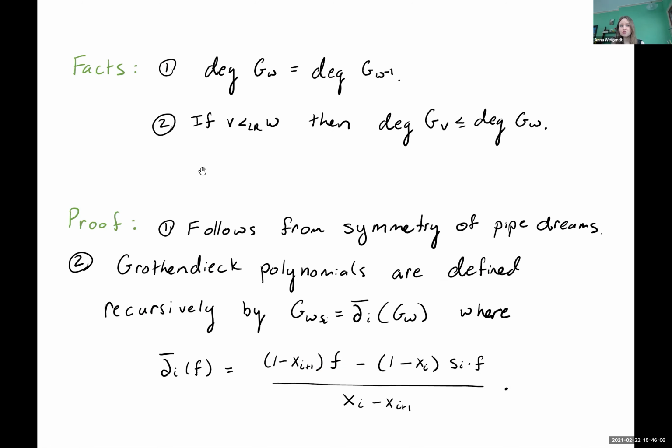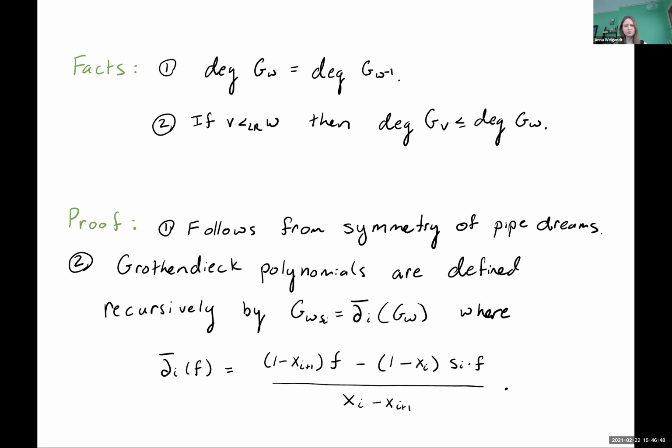And then more facts. The degree of a Grothendieck polynomial is the same as the degree of the Grothendieck polynomial for its inverse. And if V is less than or equal to W in this left-right order, then the degree of the Grothendieck polynomial for V is less than or equal to the degree of the Grothendieck polynomial for W. So one, if you like thinking about pipe dreams, it falls pretty quickly from symmetry of pipe dreams, that between pipe dreams for W and W inverse, you kind of transpose pictures. And transposing it preserves the number of crossings.